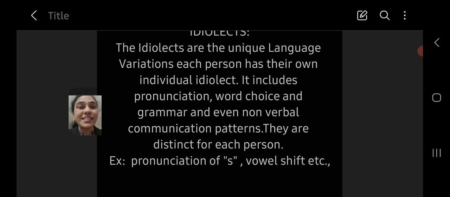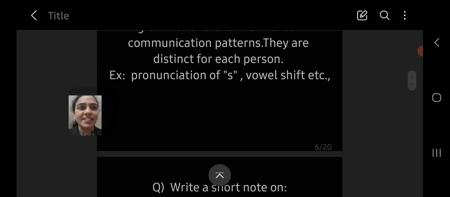Like the pronunciation of S as sh by some people, and the vowel shift, where a vowel in a position close to a consonant is shifted to a later position by some groups of people. So, an idiolect comes out of the variation among the people of one particular dialect. Hope you understood. Or give a pause, go back and understand again.